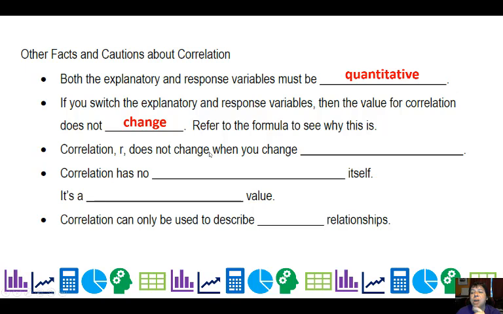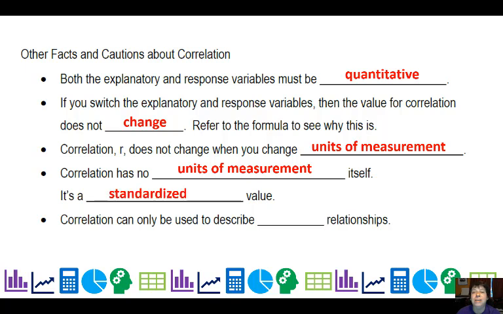Now, correlation R does not change also when you change units of measurement. When we change it from centimeters to inches, or I should say inches to centimeters, we pretty much got the same correlation. Now, correlation itself has no units of measurement. It is a standardized value. And correlation can only be used to describe linear relationships. We do not do regression for other forms. Later, maybe you might study that, but not today.